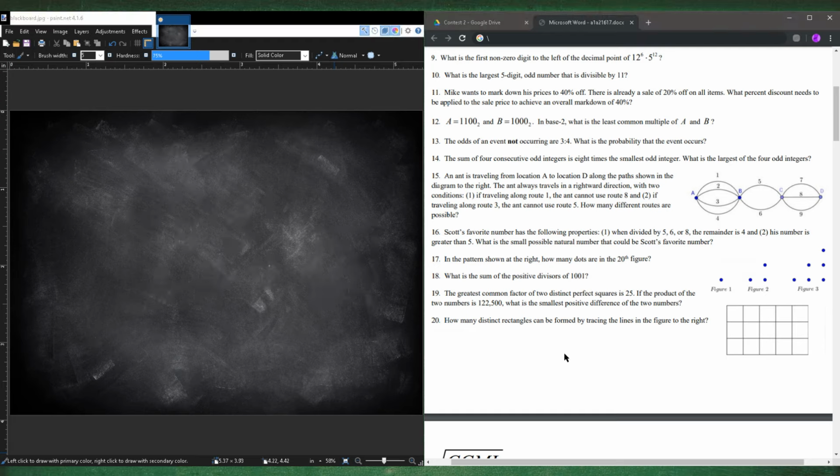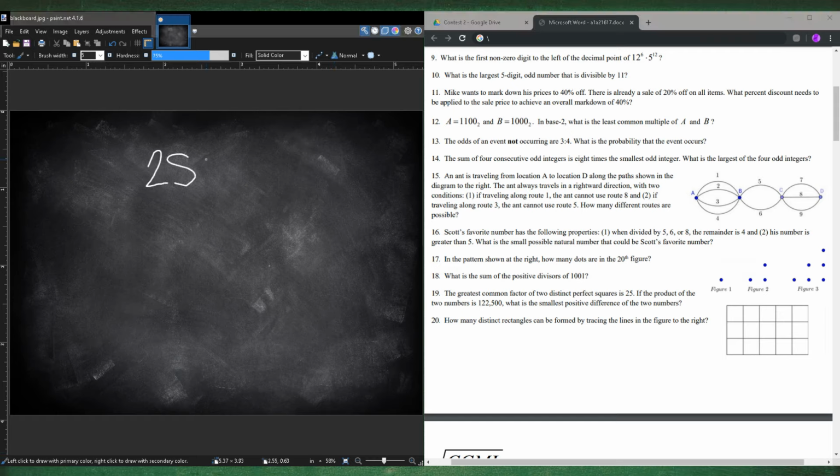Okay, number 19. The greatest common factor of two distinct perfect squares is 15. If, wait, the greatest common factor of two distinct perfect squares is 25. If the product of the two numbers is 122,500, what's the smallest positive difference of the two numbers? So what it tells me is that the greatest common factor of two distinct perfect squares is 25.